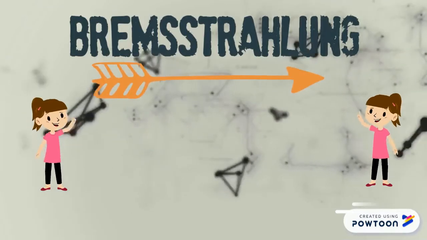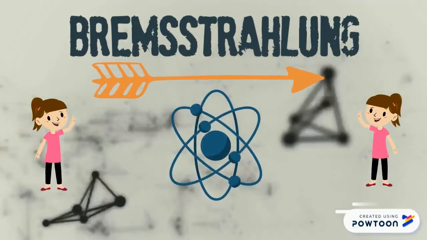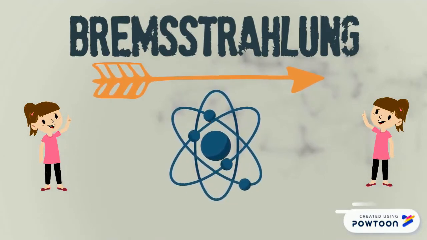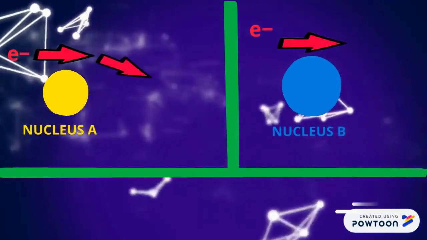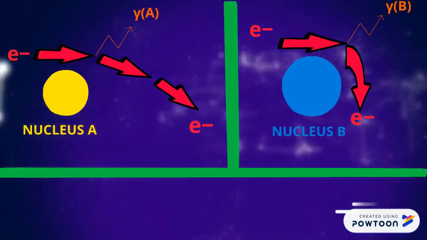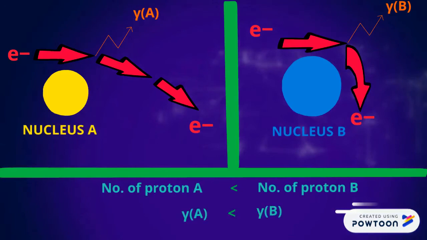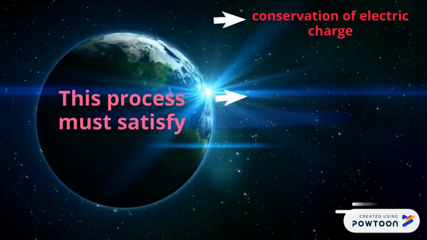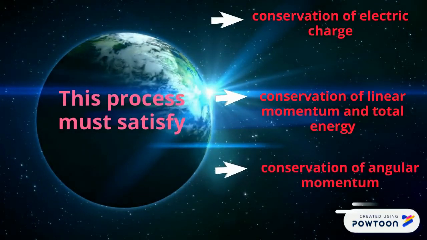Bremsstrahlung is electromagnetic radiation produced by the deceleration of a charged particle when deflected by a magnetic field or another charged particle. To show how Bremsstrahlung works, let us imagine this. Let two atoms with different atomic numbers exist, and let two beta negative particles move towards the upper side of the nucleus while having the same distance between the beta negative particle and the nucleus. Thus, this process must satisfy, first, conservation of electric charge, second, conservation of linear momentum and total energy, and third, conservation of angular momentum.